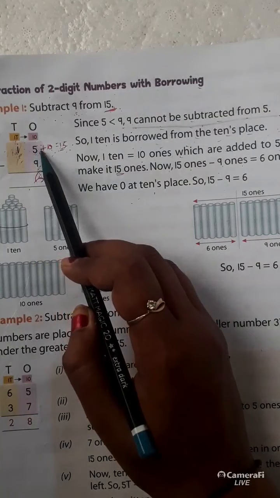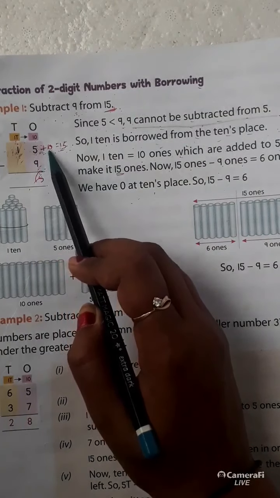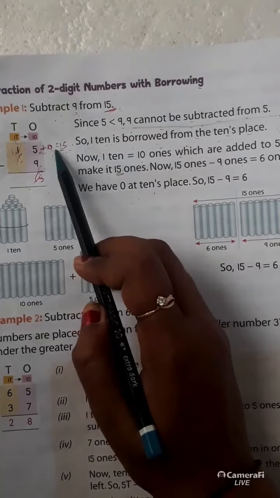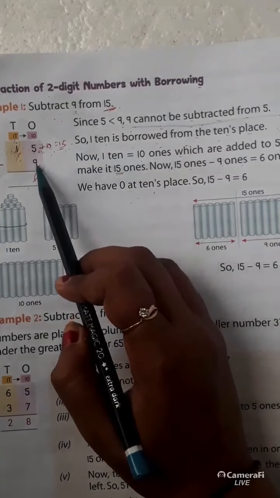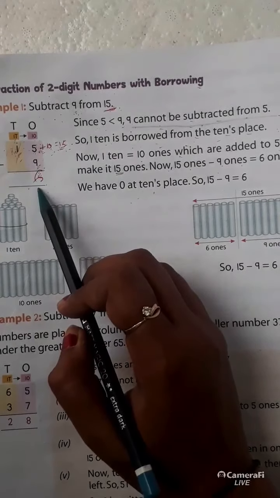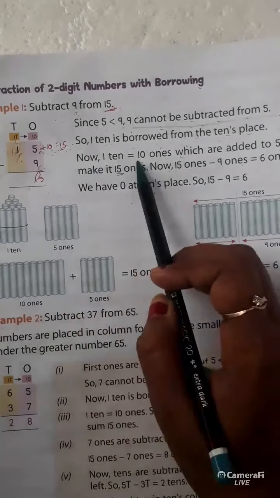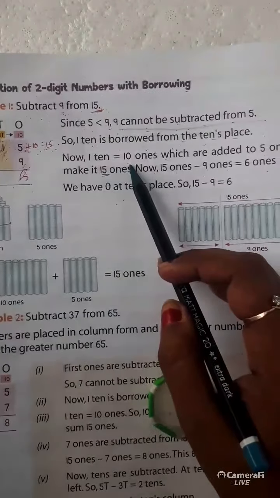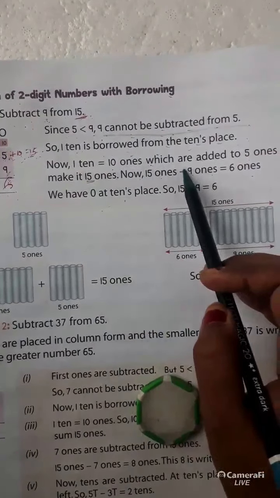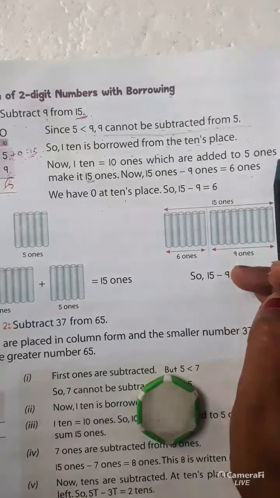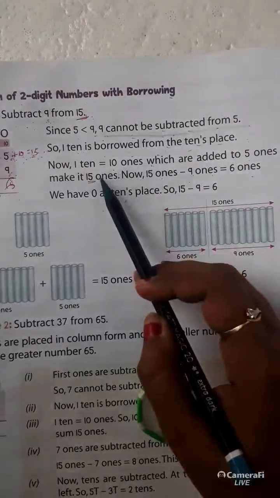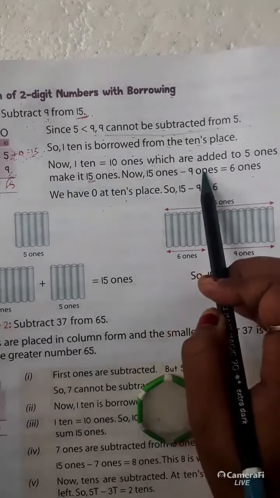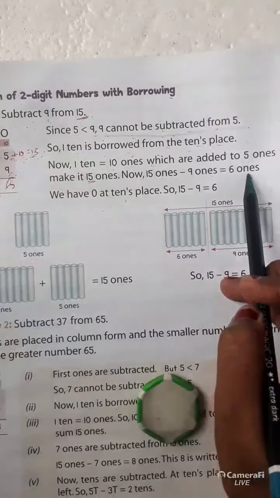So now 10 means 5 plus 10, now it will become 15. 5 plus 10 will be 15. Now it is easy to subtract. 15 minus 9 will be 6. So now 1 ten is equal to 10 ones, which are added to 5 ones, so 5 plus 10 makes 15 ones. Now 15 ones minus 9 ones is 6 ones.